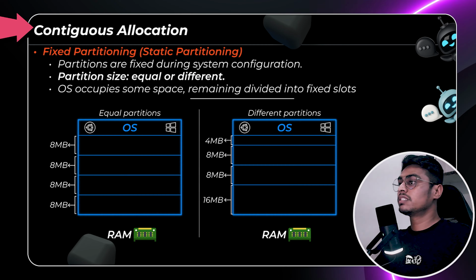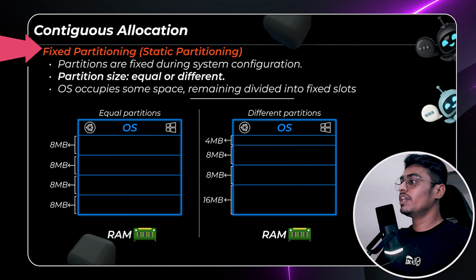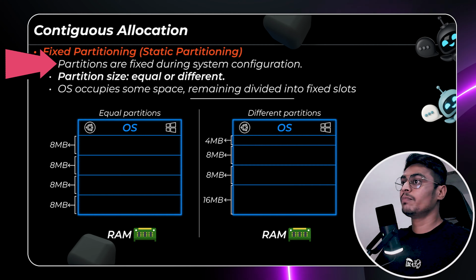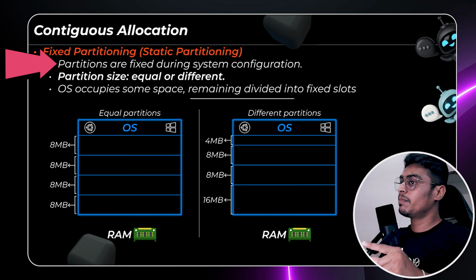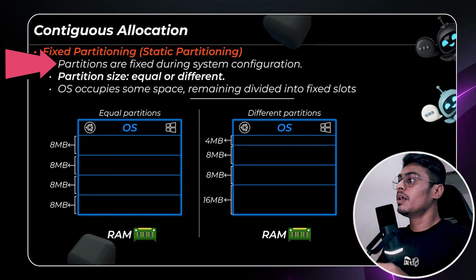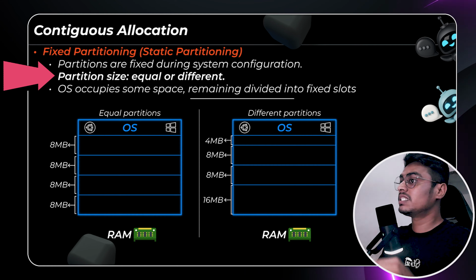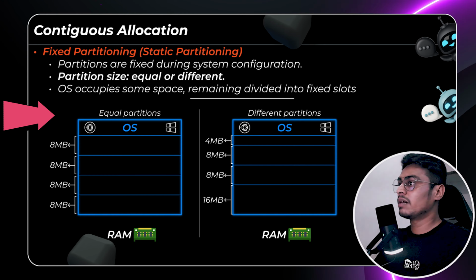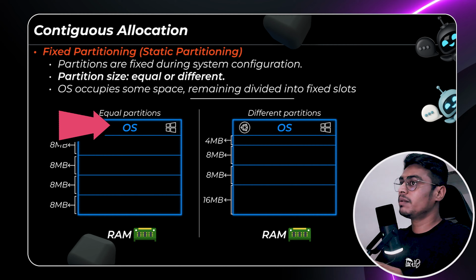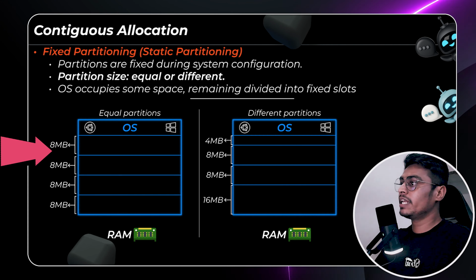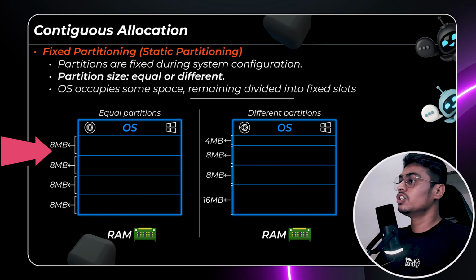So now, within contiguous partitioning, we will discuss fixed partitioning. In fixed partitioning, the number of partitions is fixed beforehand, during system configuration. This is the key characteristic. We decide the number of partitions when setting up the system, but the size of each partition can be the same or different. Let's examine this with diagrams. First, the operating system occupies some RAM space, then we divide the remaining portion into fixed size slots. For example, we might create 4 partitions of 8 MB each. When processes arrive from secondary memory, they can be accommodated in these predetermined partitions.